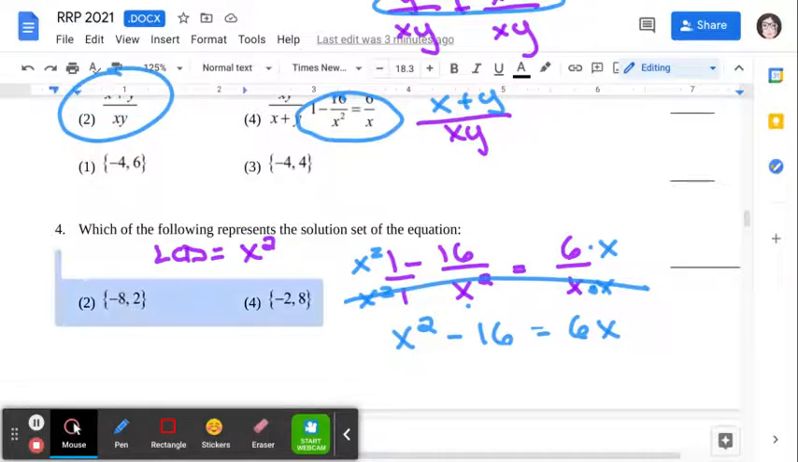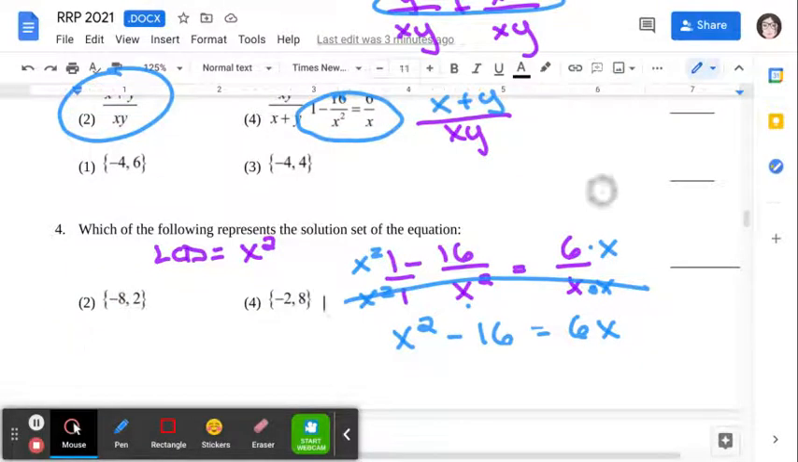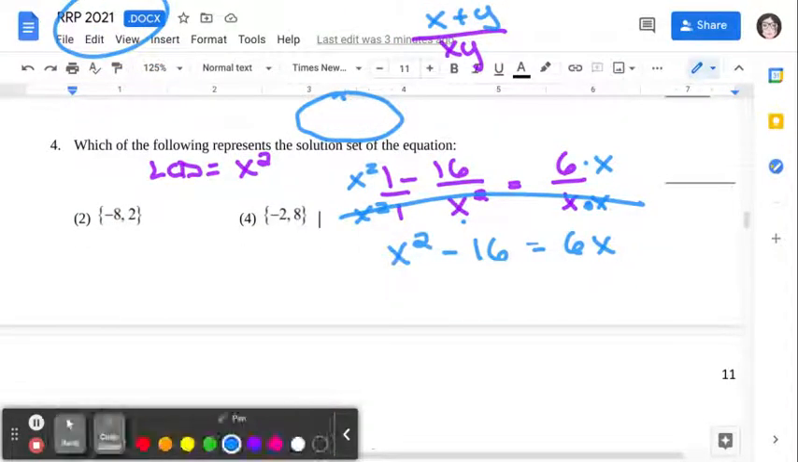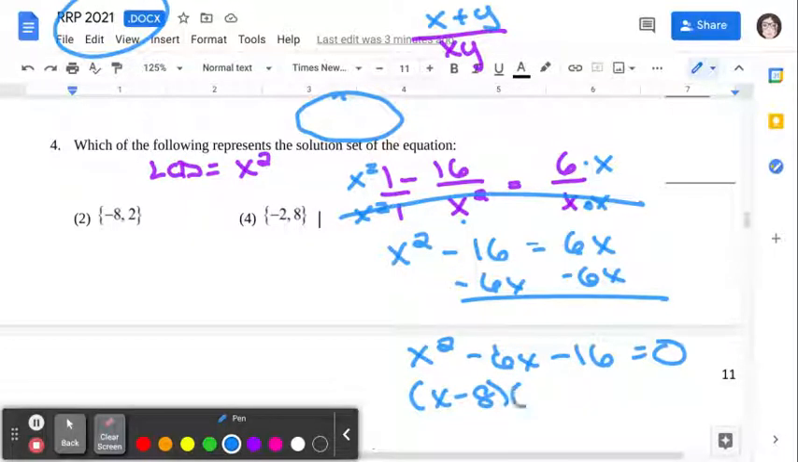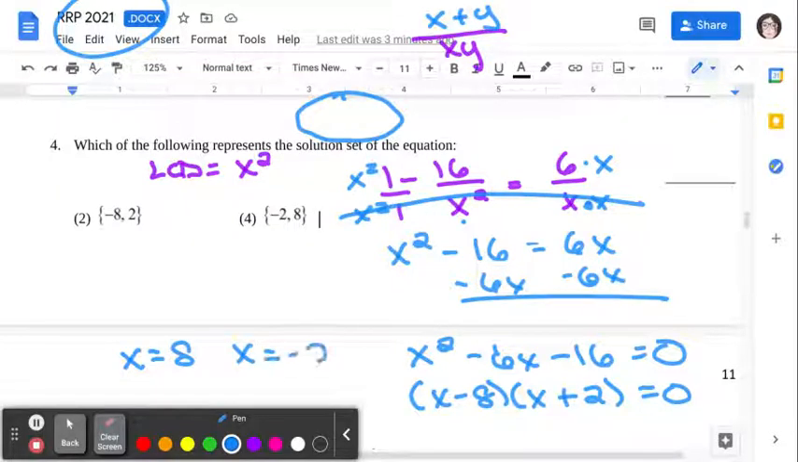So we have an exponent. We're going to get one side equal to 0. So I'm going to subtract 6x. So I have x squared minus 6x minus 16 equals 0. And again, I'm going to factor it. So I have x minus 8 and x plus 2, which multiply to negative 16 and add to negative 6. So my answer is x equals 8 and x equals negative 2.